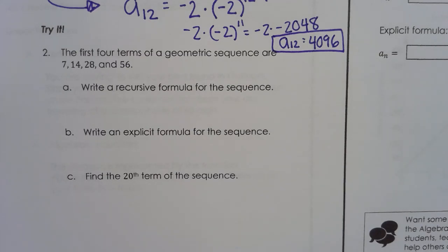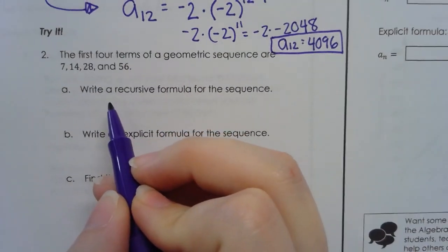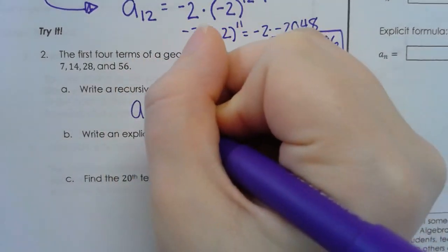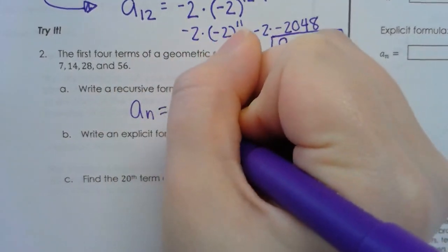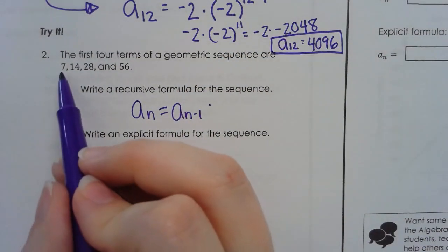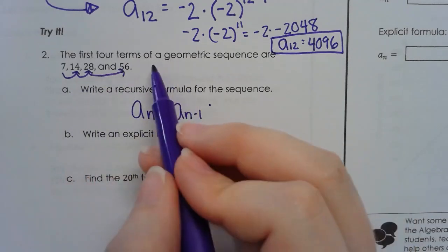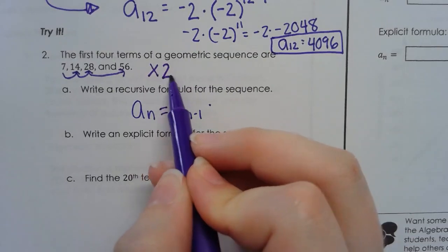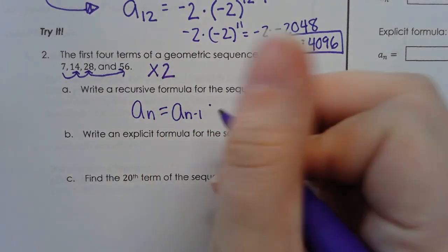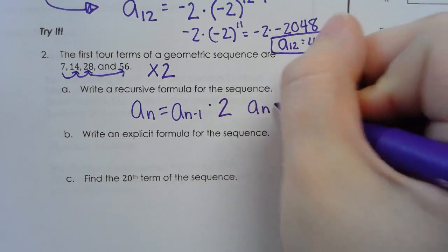So for recursive, remember we need the term in front of it. So we need to know what came in front of it. So that was a sub n equals a sub n minus 1, that's the term before, times that common ratio. So 7 to 14, 14 to 28, and 28 to 56 all are being multiplied by 2. So my common ratio, or my R, is 2. So you could have written it like this, or you could have written it like this.